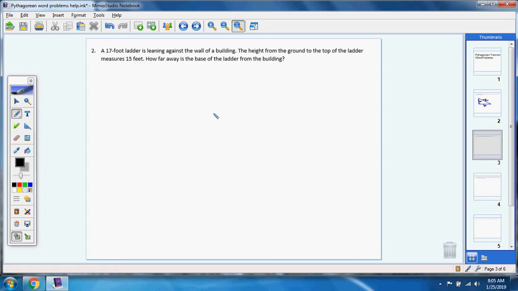All right, read it to yourself as I read it aloud on number 2. A 17-foot ladder is leaning against the wall of a building. The height from the ground to the top of the ladder measures 15 feet. How far away is the base of the ladder from the building? So go ahead and sketch a right triangle.